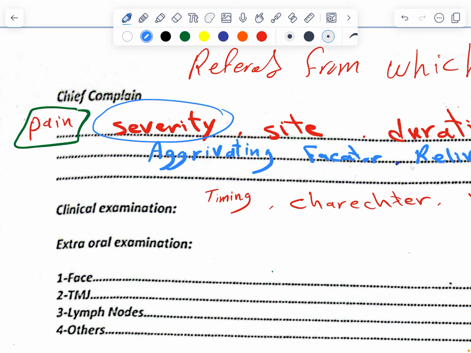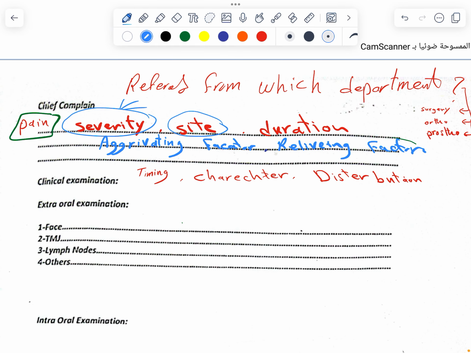Then side, but you mention only the quadrant. For example, upper right quadrant, lower left quadrant.